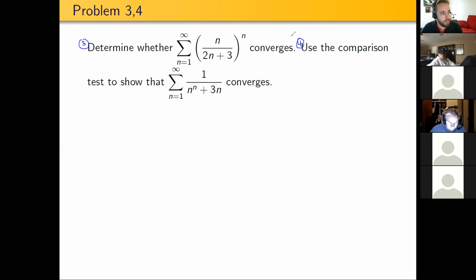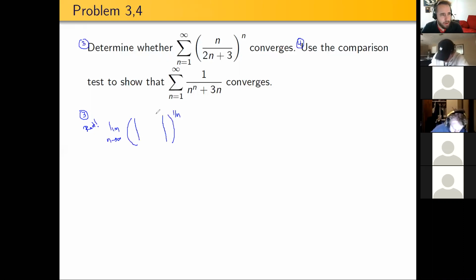We'll take a look at problem 3 because this is our first example of the root test that we've actually talked about out loud. So the root test, as a reminder, asked us to take a limit as n goes to infinity of the nth root of the absolute value of a sub n. So the nth root, that's like taking the absolute value of a sub n to the 1 over n power.